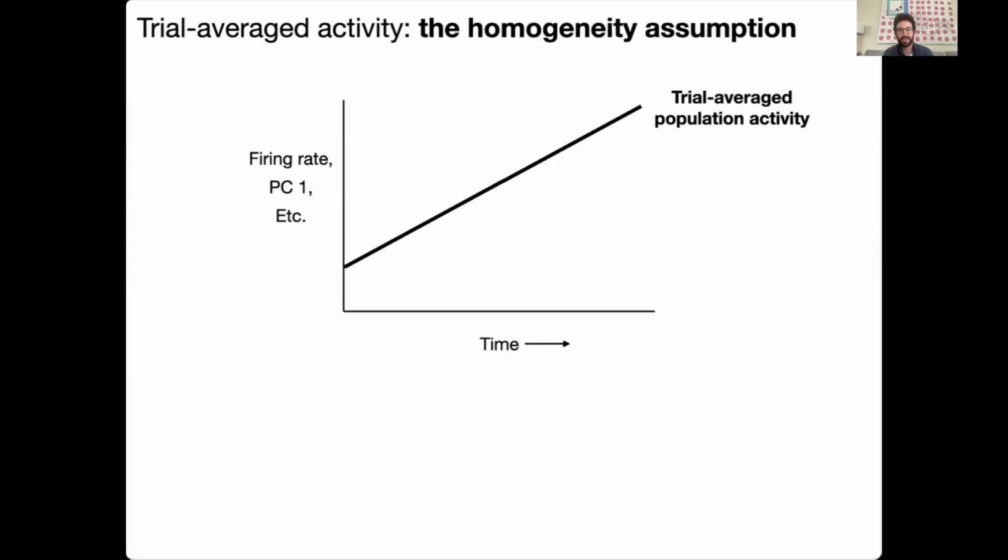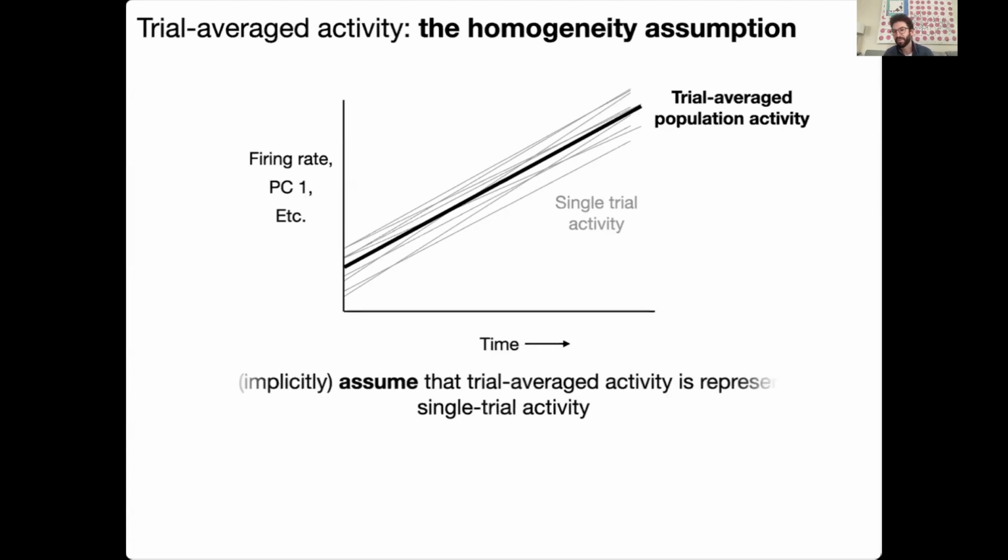And another very common implicit assumption here is that this trial average activity is representative of what's happening on single trials. So the single trials maybe look, you assume they look like this, like there's some noise around it, but generally we assume that the single trial is also ramping up monotonically. And this is an assumption, right? We assume that the trial average activity is representative of single trial activity.